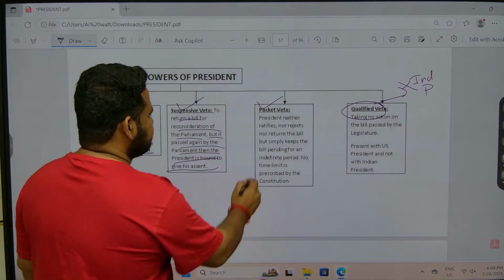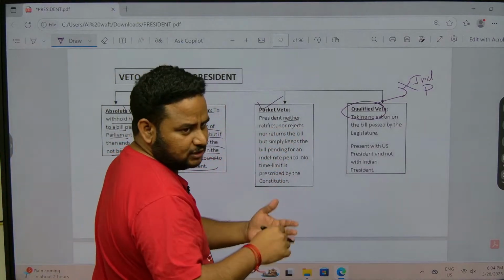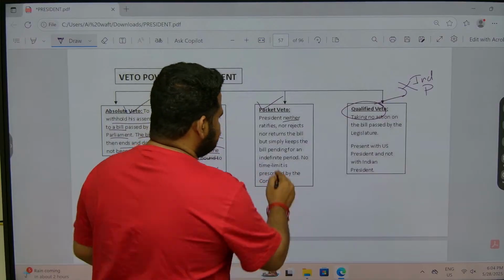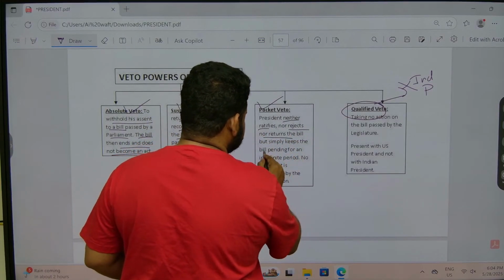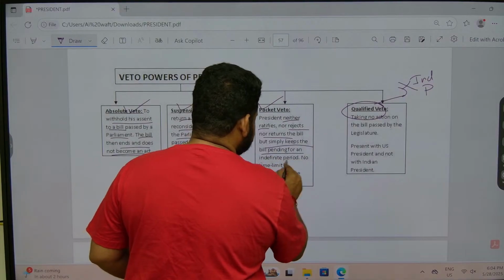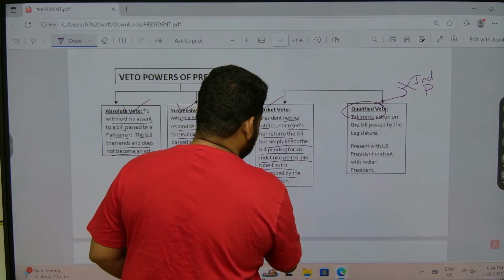Pocket veto: the president neither ratifies. Ratifies means it is signing only. Another word for signing is ratifying. He neither ratifies, nor rejects, nor returns the bill, but simply keeps the bill pending for an indefinite period. No time limit is prescribed by the constitution.